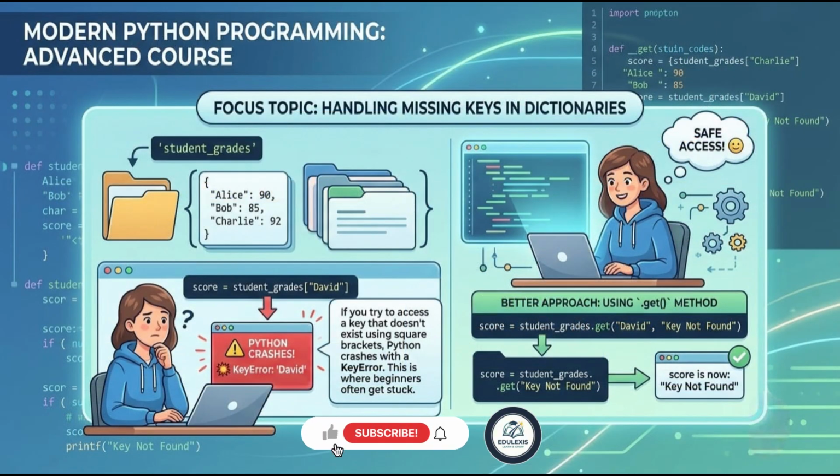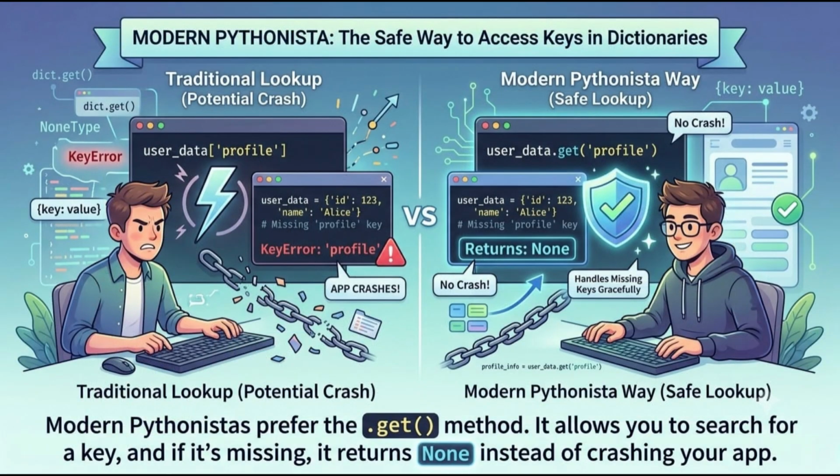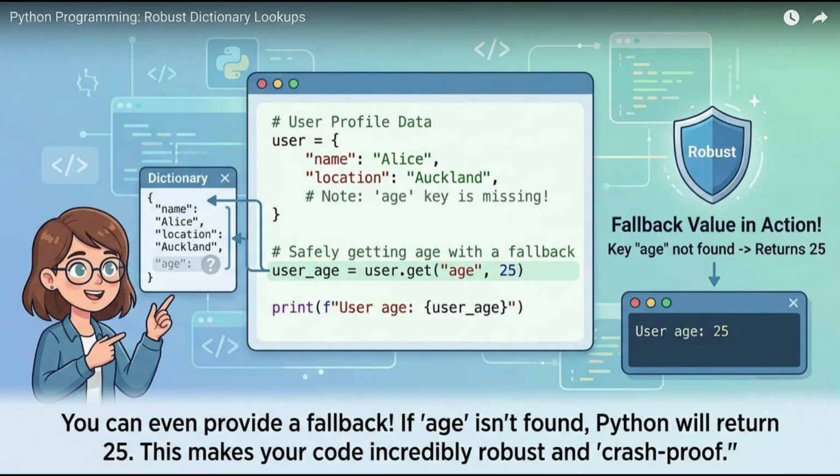If you try to access a key that doesn't exist using square brackets, Python crashes with a KeyError. This is where beginners often get stuck. Modern Pythonistas prefer the .get method. It allows you to search for a key, and if it's missing, it returns None instead of crashing your app. You can even provide a fallback. If age isn't found, Python will return 25. This makes your code incredibly robust and crash-proof.